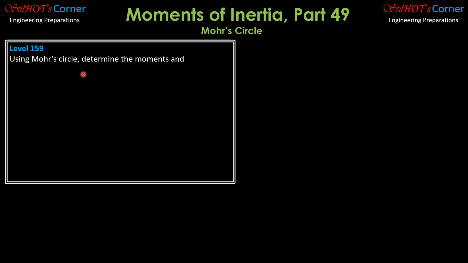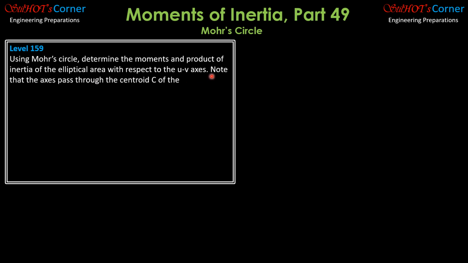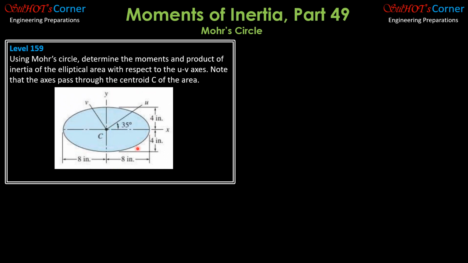Problem 159. Using Mohr's circle, determine the moments and product of inertia of the elliptical area with respect to the UV axis. Note that the axis passes through the centroid C of the area. Although we should call this I bar U, we'll just call this Iu, Iv, Ix, Iy, noting that this axis passes through the centroid.